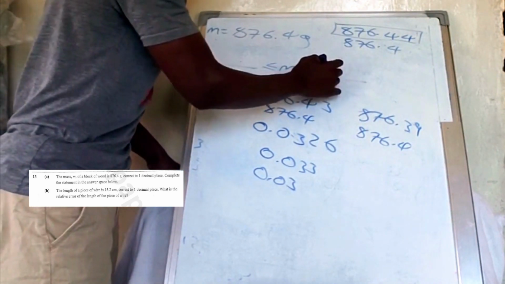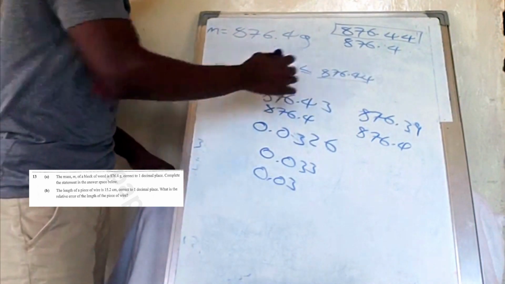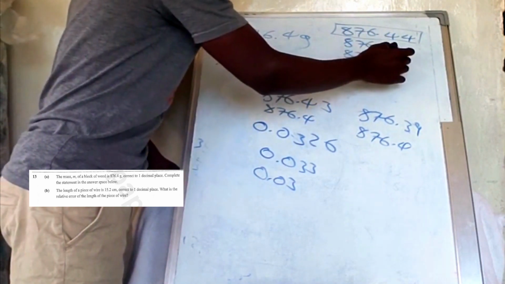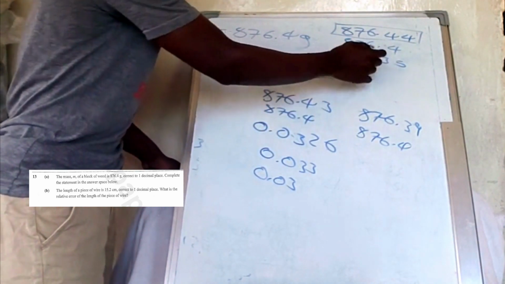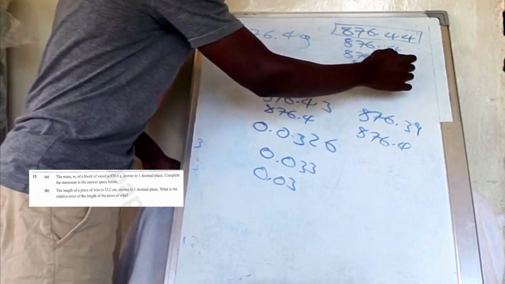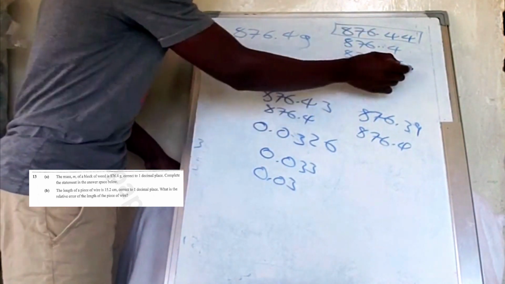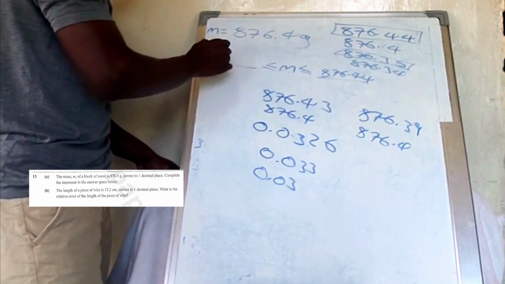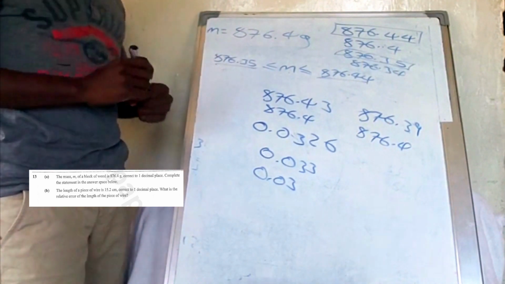So we can say this is 876.44. And then for the lowest, we can say we had 876.35. We can round this off to 876.4. But what if we had 876.34? It would be rounded off to 876.3, which is not what we have there. So meaning this is the lowest value that this number could have been, which is 876.35. And you're done with that question.